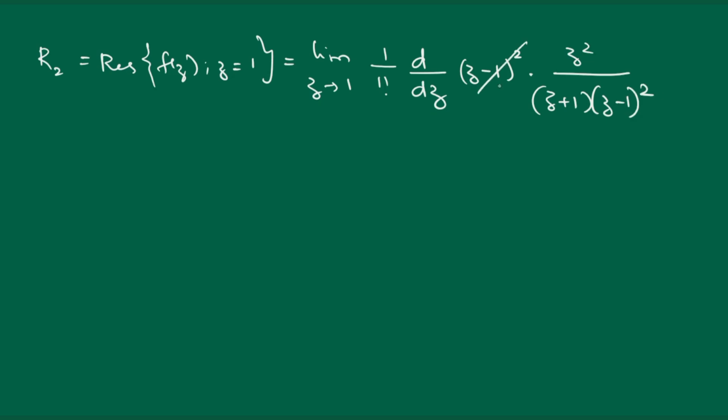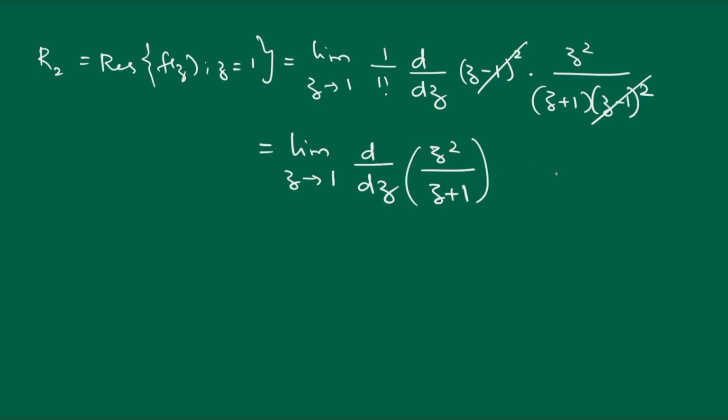So now what happened here? This and this get cancelled. So we have to calculate d by dz of z square by z plus 1. Now we have to apply the u by v rule. Here we have to apply the u by v rule for differentiation.